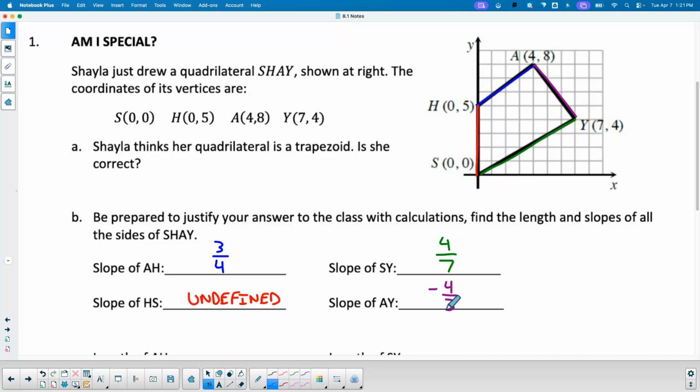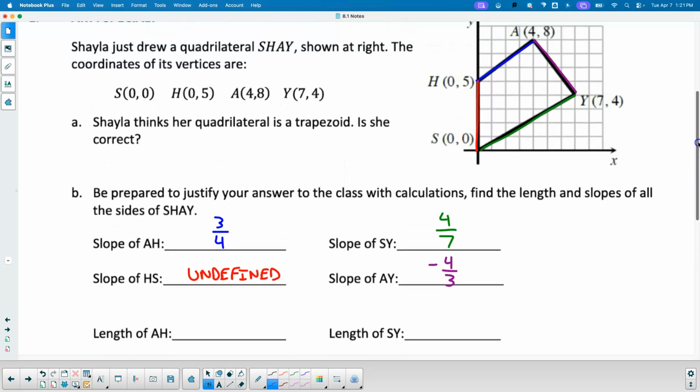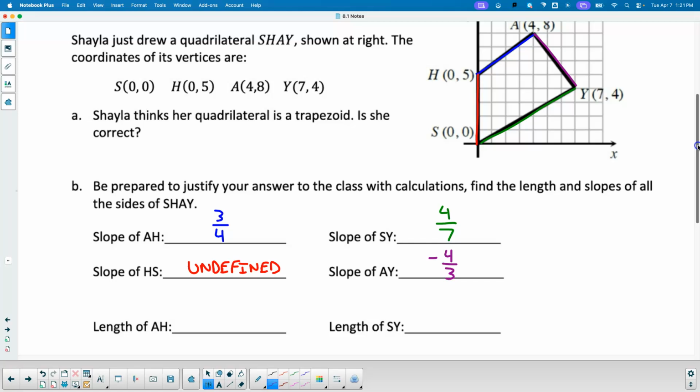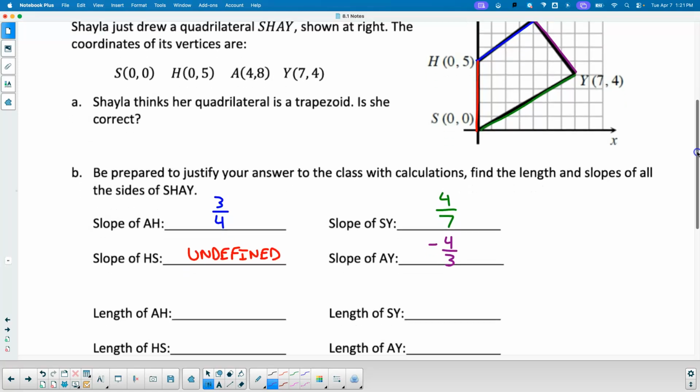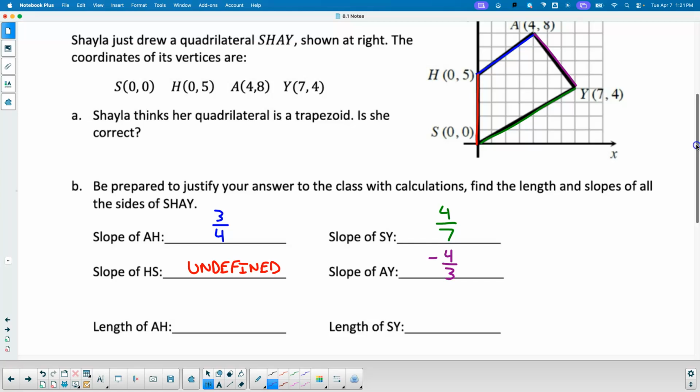Have we confirmed we don't have anything? We don't have a parallelogram, we don't have a trapezoid, we don't have a rhombus, we don't have a square, we don't have a rectangle, right? So we've got nothing here so far. Now it says we need to find the lengths. You find me the lengths of AH and SY, the blue and green lengths. I'll find the other two.